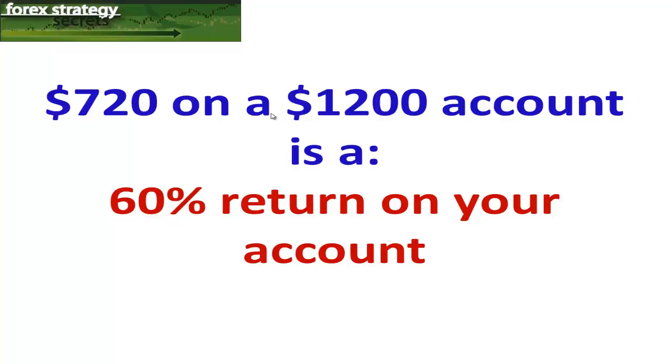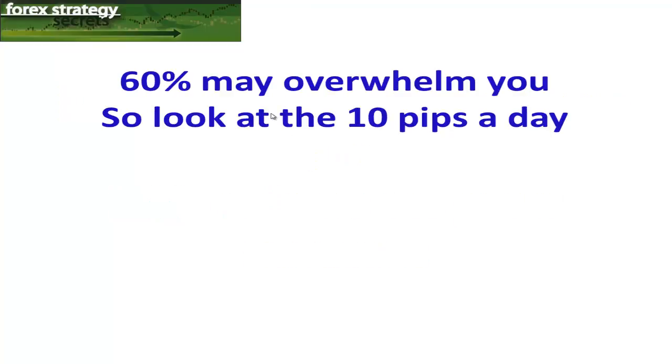Little pieces make a growth in your account. Now your account, instead of being $1,200, is pushing $2,000. And you can do the math to see how that figures out. So 60% increase in your account, that just may overwhelm you.